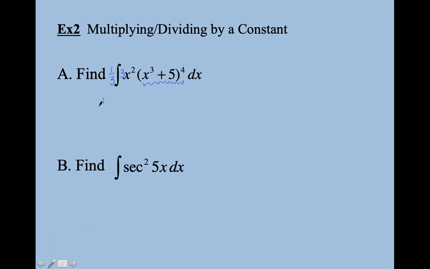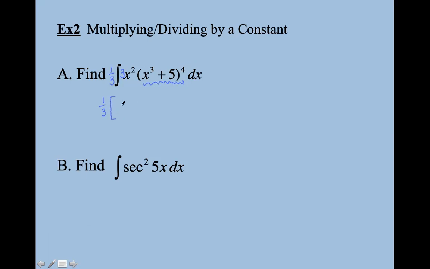So I still have my 1/3. And notice all of these could have used u-substitution. I'm just showing how you could do it without it. So I'm really finding the antiderivative of something to the 4th power. Well, that would be to the 5th power, right?